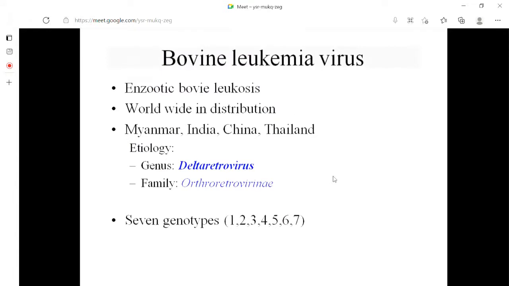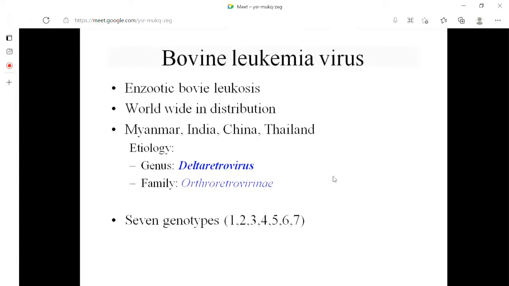Now coming to the last disease here, the bovine leukemia virus. I'm having 5 minutes time. So this is also called enzootic bovine leukosis. This particular virus is very closely related to the human T-cell lymphoma virus, and it is speculated that some sort of recombination may occur among these two groups of viruses. They are under the Deltaretrovirus.